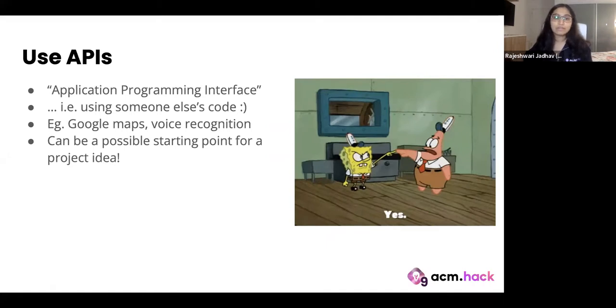So for example, Google has this Google Maps API, and you can use that API to embed Google Maps in your application. Or they also have this voice recognition API that literally just translates voice to words. And so you can find all these APIs online, just the documentation on that, and work with that. There's some really cool APIs out there. So you can also use this as inspiration for a project idea and just decide to make a project around a certain API.